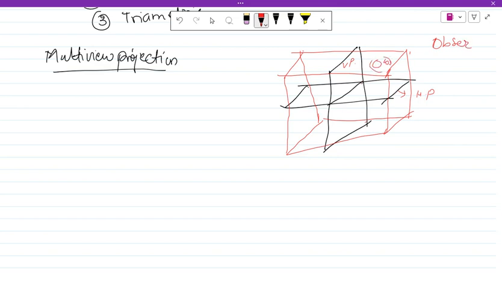inside the first quadrant. This is the first quadrant, this is the second quadrant, this is the third quadrant, and this is the fourth quadrant. There is an object, for example a cuboid.